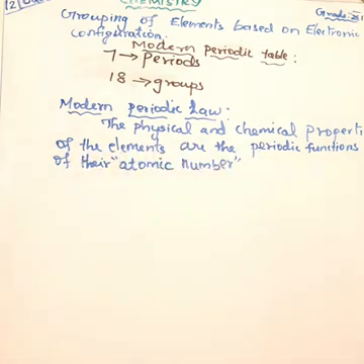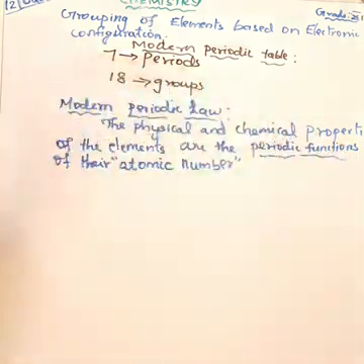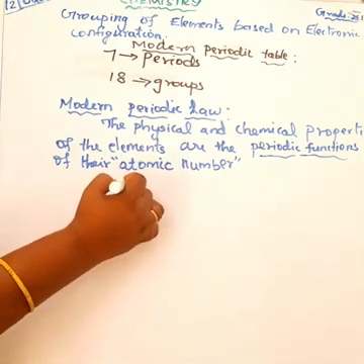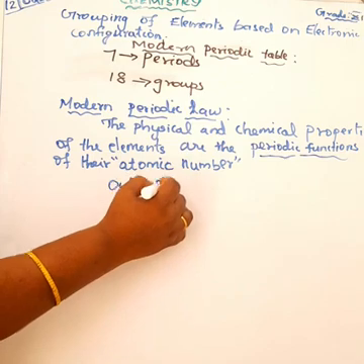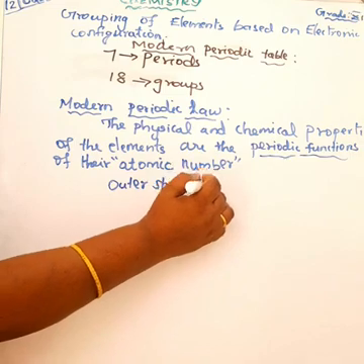What do you mean by periodic function? The physical and chemical properties repeat at regular intervals. That is called a periodic function. Here, the placement of elements in the periodic table is closely related to their outer shell electronic configuration.